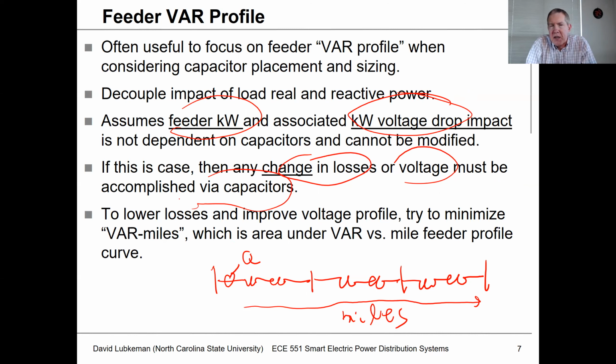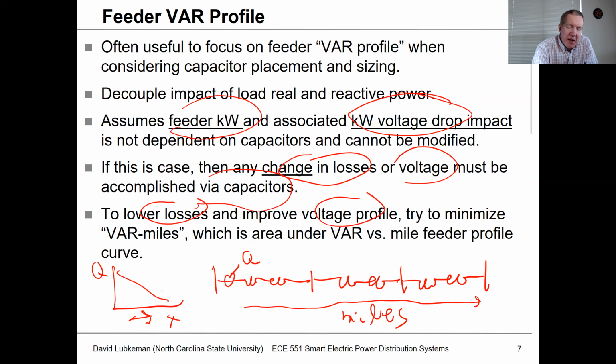And so if we're going to make any improvements to the circuit, we're going to have to do this through capacitor placement. And what I'm going to claim here is, if I'm going to lower losses and improve the voltage profile, what I need to do is minimize the area under this VAR profile curve. If I have a VAR profile curve where I take Q as a function of distance down the line, and it looks something like this, what I want to do is keep this net area as small as I can.